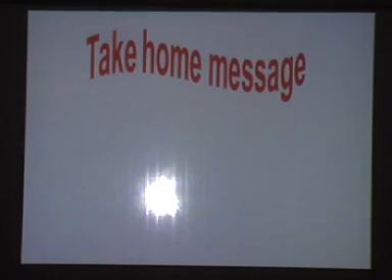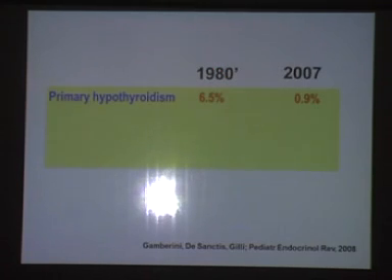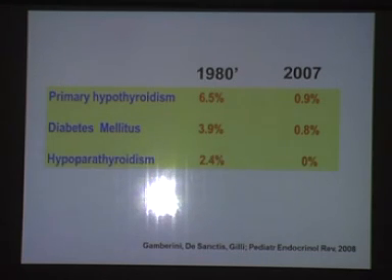The take-home message. Number one, optimizing the treatment. And this is very important. If you look at this study done by Gamberini and De Sanctis in 2008, comparing the prevalence in the 80s and 2007, with optimized treatment, primary hypothyroidism decreased from 6.5 to 0.9%, diabetes from 3.9 to 0.8%, hypoparathyroidism from 2.4 to 0%.